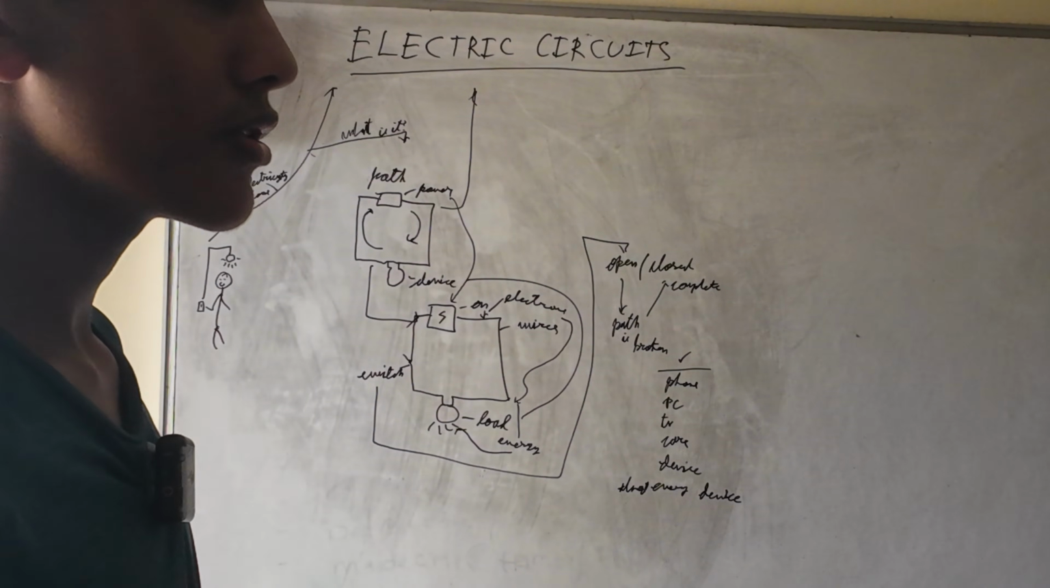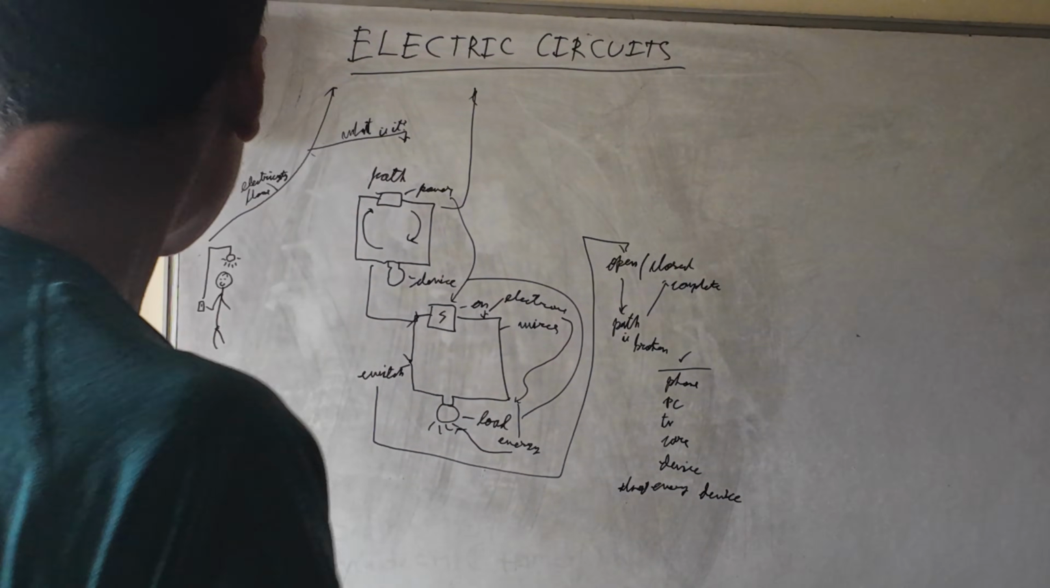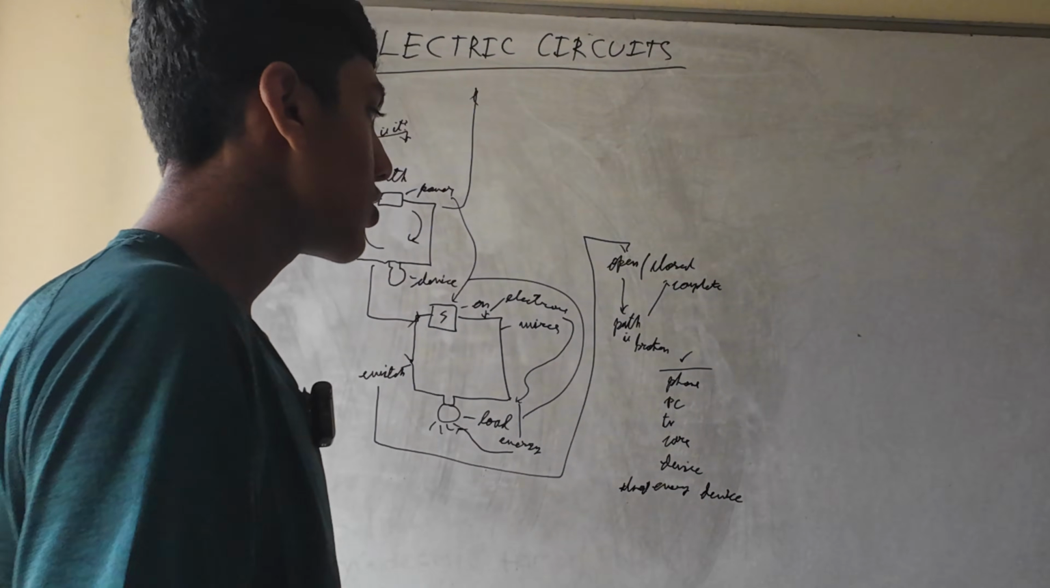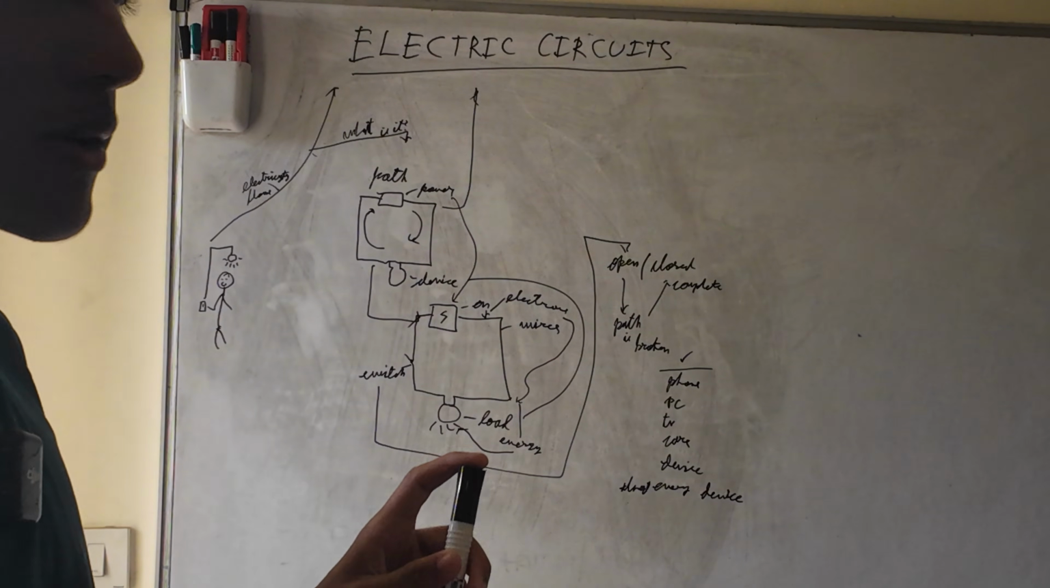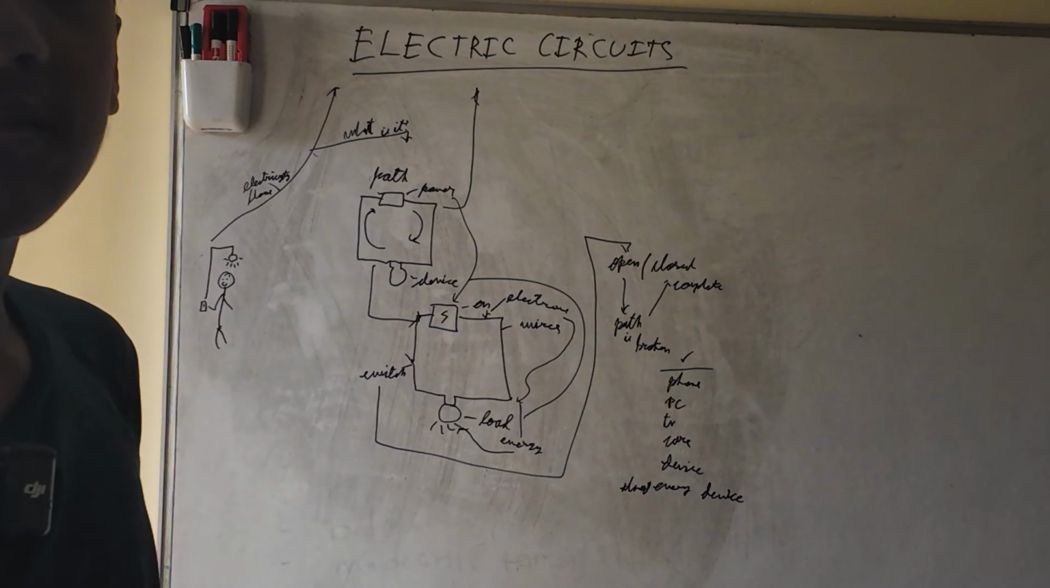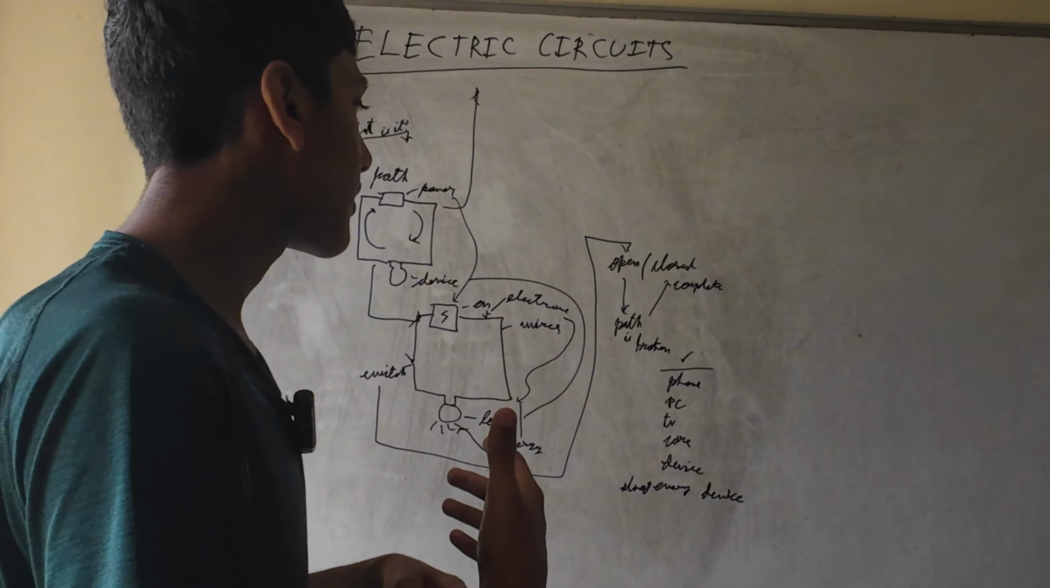So for example, let's say you take a switch and flick it on. When you turn it on, you close the circuit, completing it. And when you turn it off, it opens the circuit, stopping it. Now that's basically how that works.